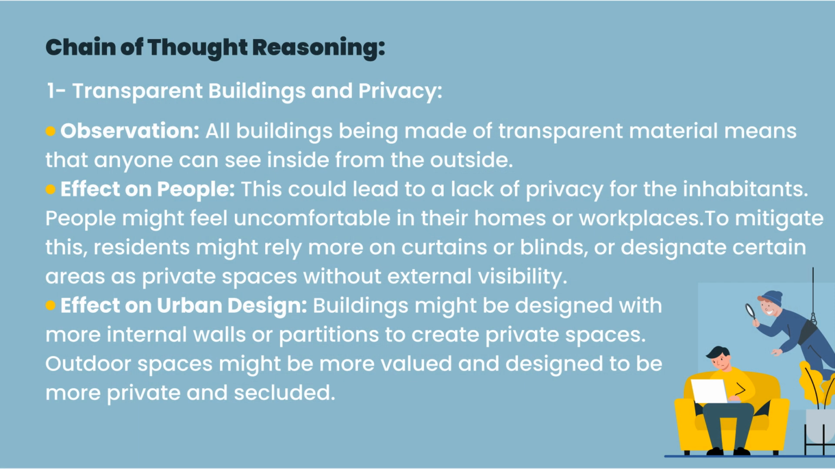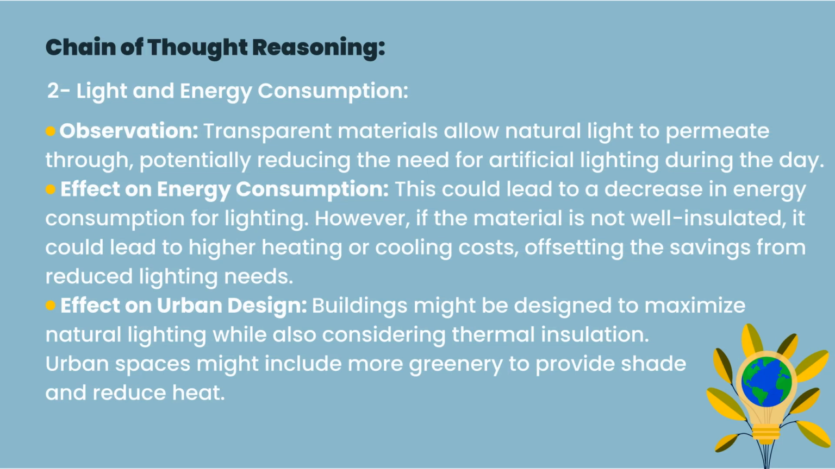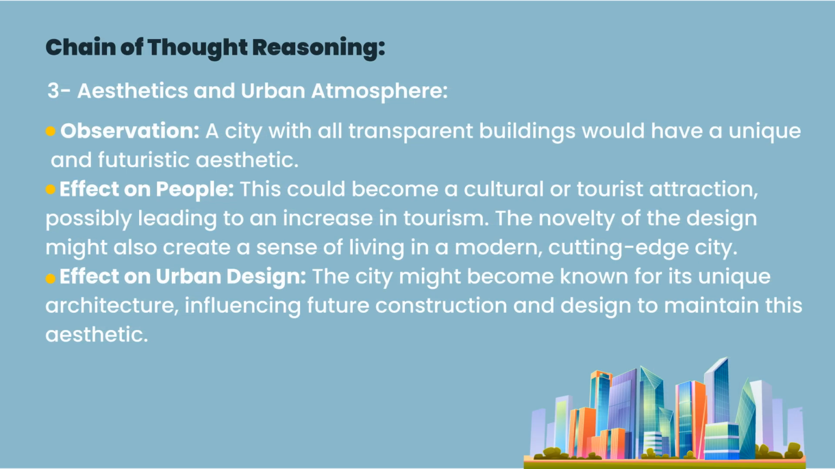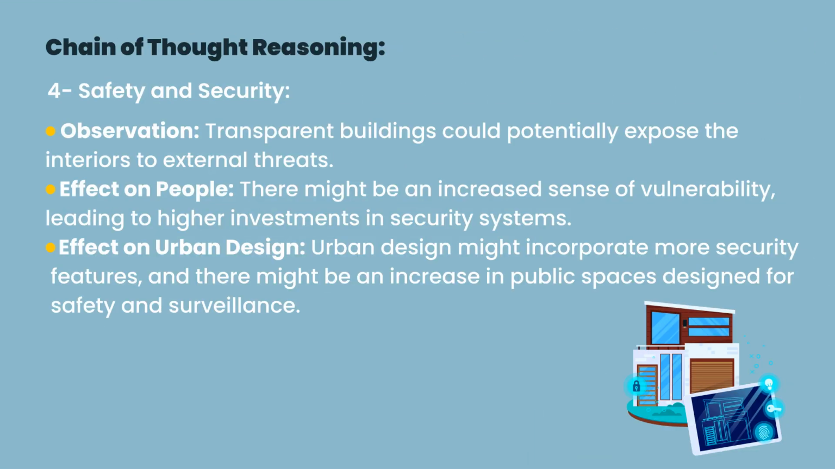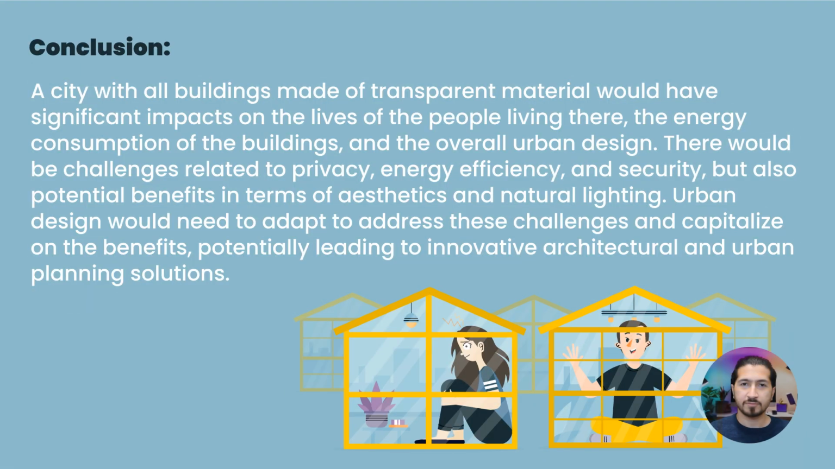The LLM would break the problem into smaller pieces and try to look at it from different perspectives. For this example, it could be the relationship between transparent buildings and privacy, or light and energy consumption, or aesthetics and urban atmosphere, or safety and security. So after considering all these perspectives, the model goes ahead and produces a final response.